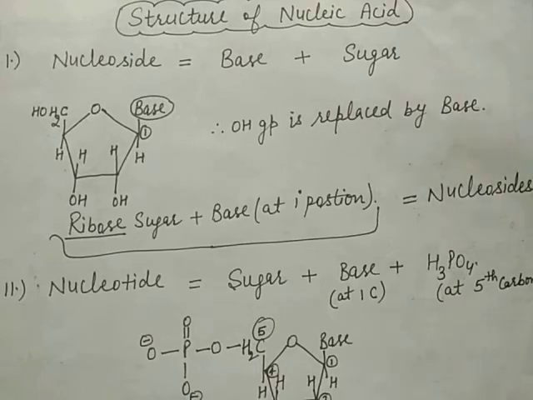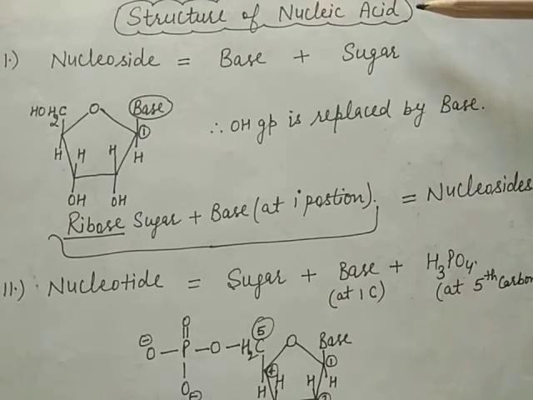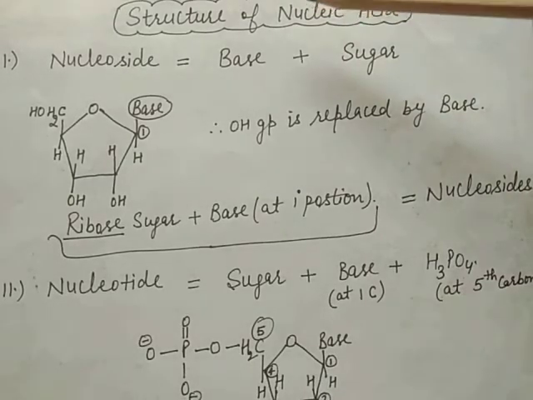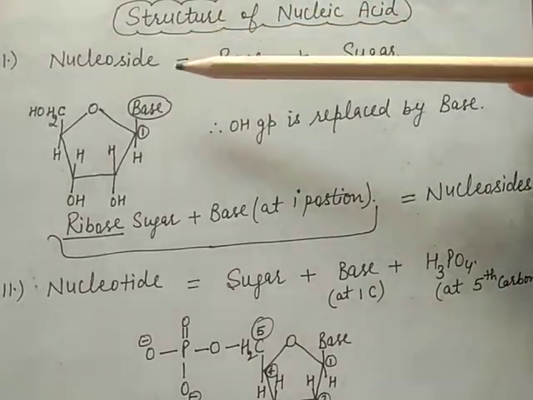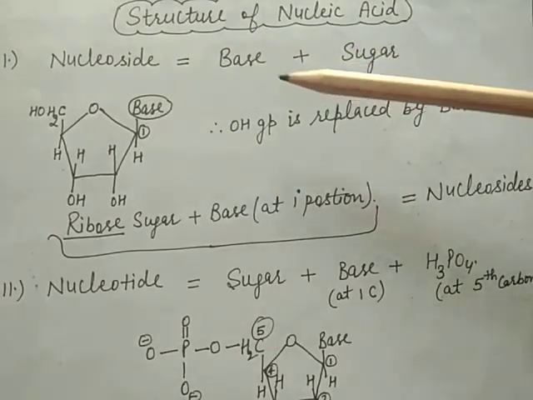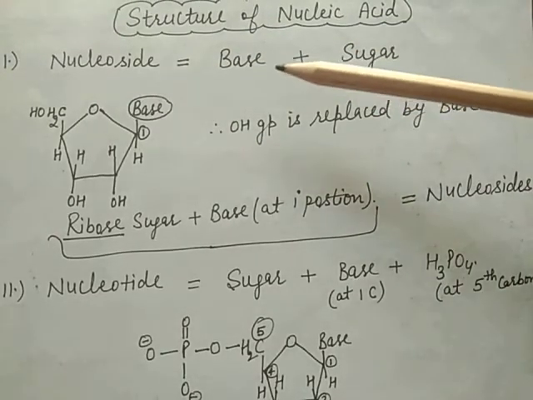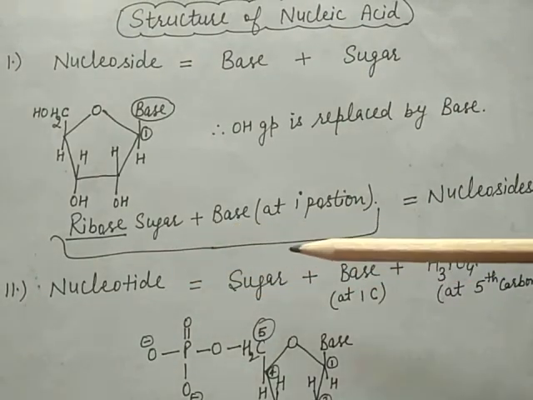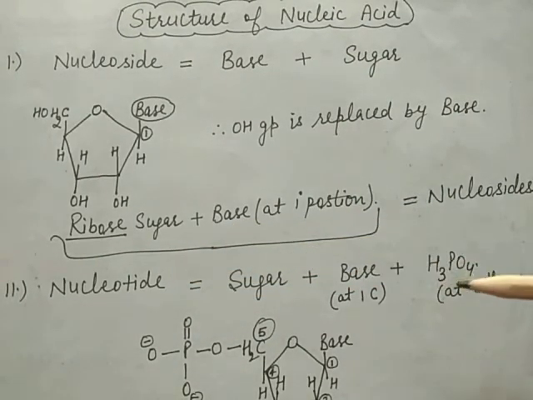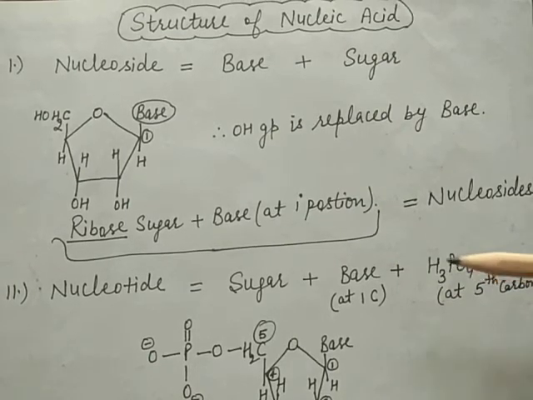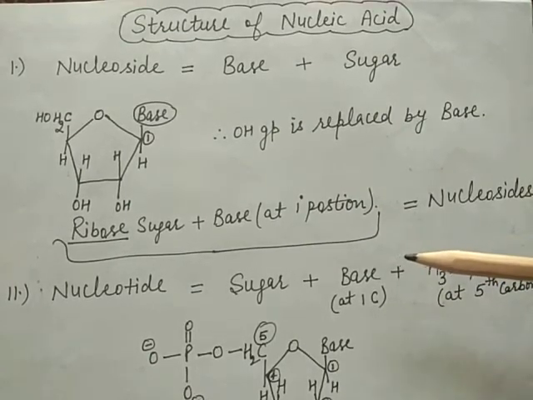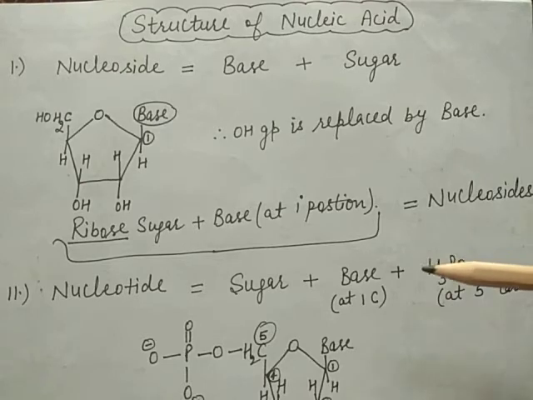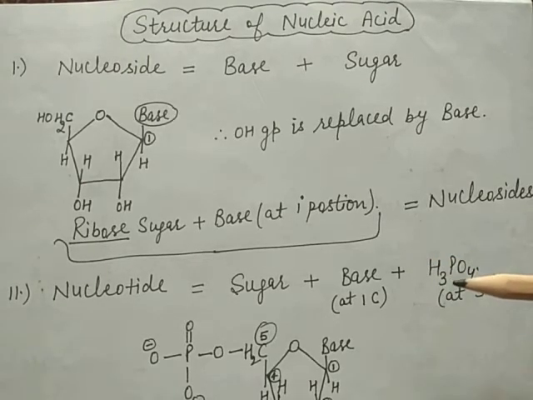Good morning, students. As we discussed the structure of a nucleic acid in the previous video, what do you mean by nucleoside? A nucleoside is made up of base plus sugar, and a nucleotide is made up of sugar, base plus phosphoric acid. In this video, we will discuss how two nucleotides combine together and what will be formed.